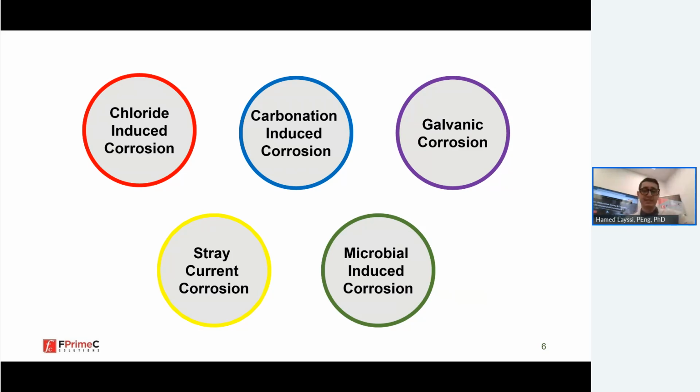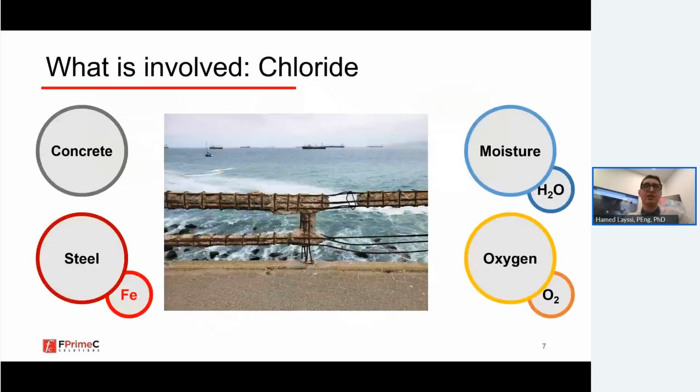Now let's take a look at how they look. This is a guardrail in Valparaiso, Chile. We have a reinforced concrete element, reinforced with regular steel bar. We have plenty of moisture, with the beautiful Pacific Ocean in the background, and plenty of oxygen as well. The second problem, the agent that you don't see here, is chloride. Chloride can accelerate this reaction.